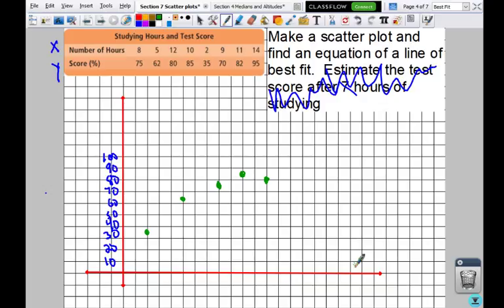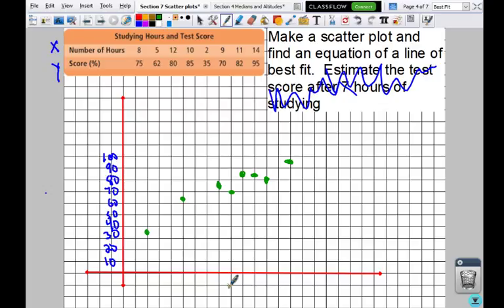Alright, we're going to keep going. Let's see, we got 9 and 70. 9 and 70 is right here. 11 and 82, it's about right there. And 14 and 95. This poor guy who spent 14 hours studying. Let's see, that's 12, 13, 14. But he did a good job on his test, so I guess it worked. 14, 95. All right. This is most of our work, honestly, is just making our scatter plot. It's kind of annoying sometimes. But.